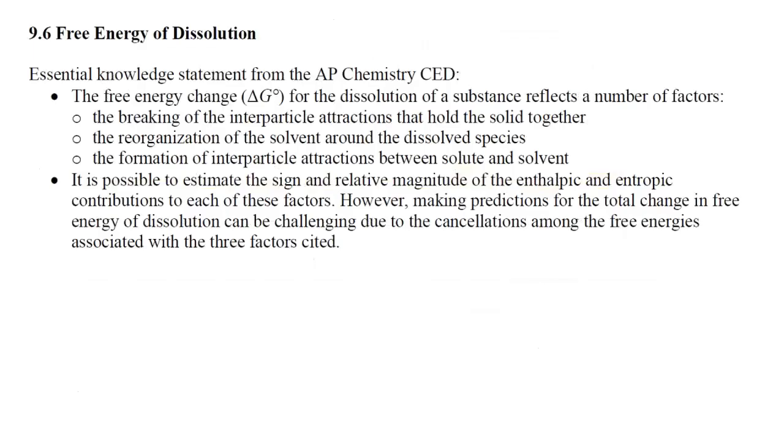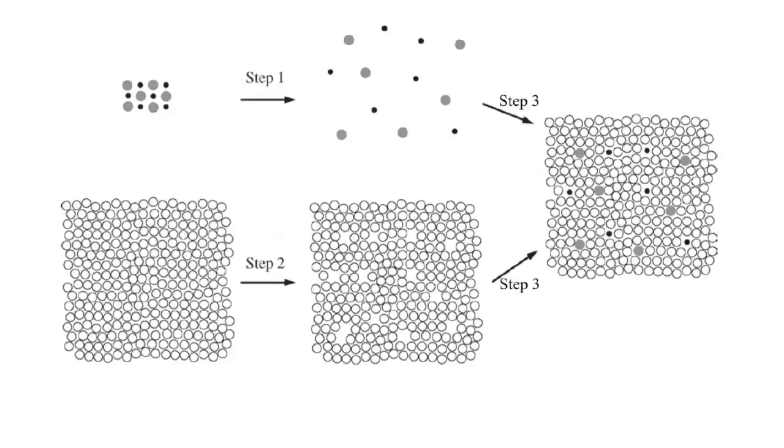So this question falls under topic 9.6, free energy of dissolution. The free energy change, or the delta G, for the dissolution of a substance reflects a number of factors. The breaking of the interparticle attractions that hold the solid together, the reorganization of the solvent around the dissolved species, and the formation of interparticle attractions between the solute and the solvent. So in my video for topic 9.6, I had presented this diagram involving step 1, step 2, and step 3.